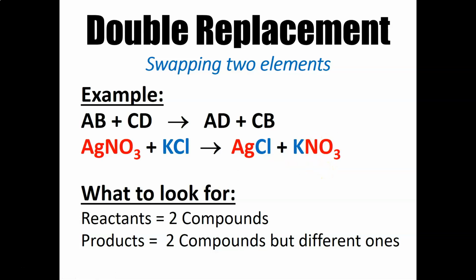What's tough on these is you have to make sure that if you were writing out your formulas, that everything ended up neutral when you were finished. It's a lot of crossing over for these double replacement reactions. Okay? So two compounds that are ionic, making two different ionic compounds.